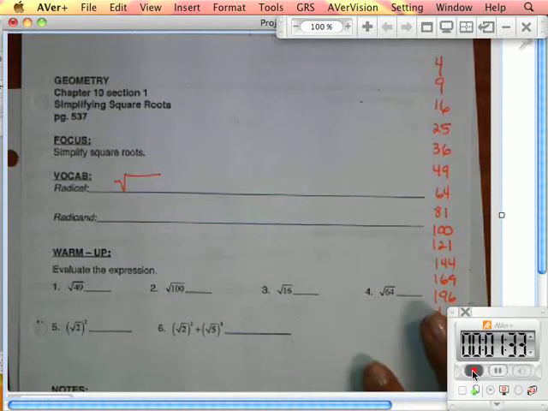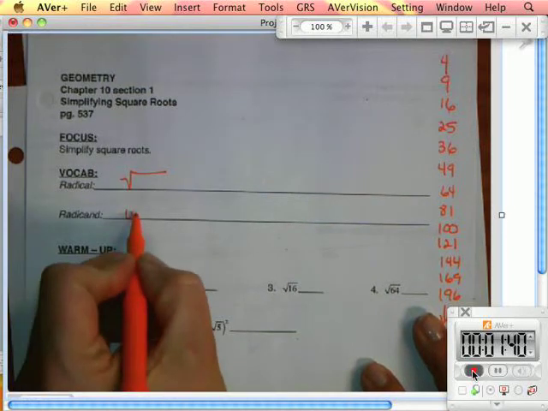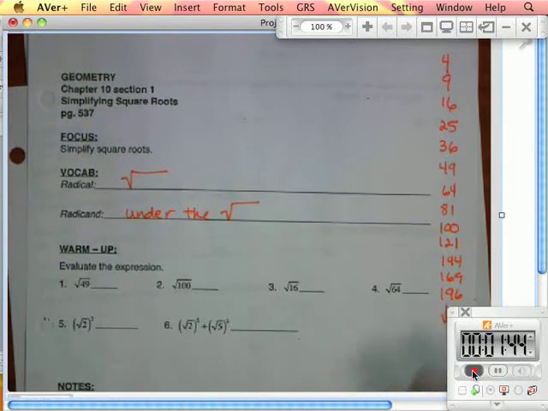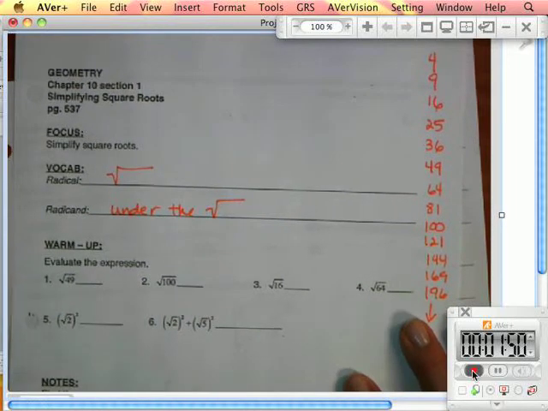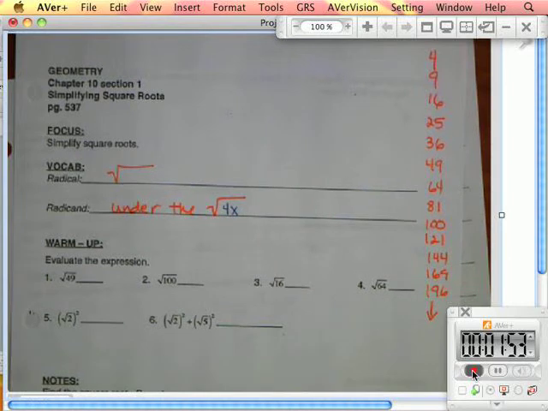Okay. So, radicand is, you ready? Just a little bit longer. The number under the radical, that's the radicand. So that means if there was something underneath here like 4x, 4x would be the radicand. Make sense? Are we going to use that word very much? Probably not, but in case you see it in the book, you'll know.